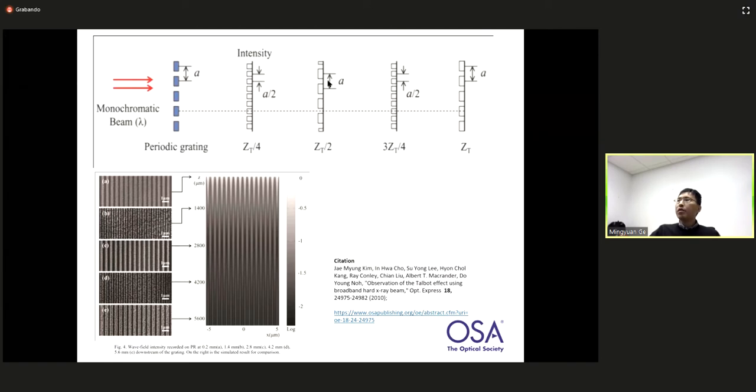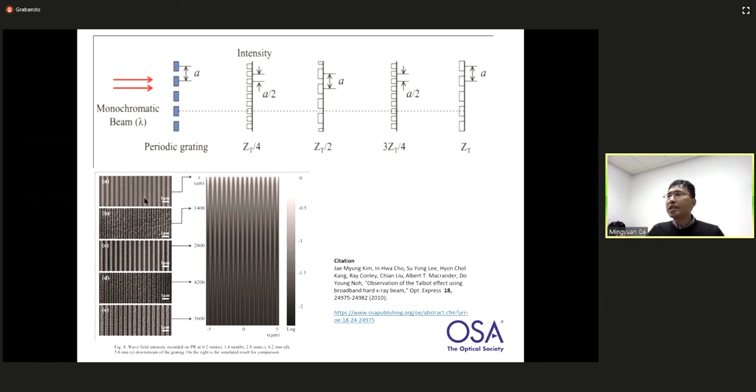For example, at the length called Z_T, the Talbot length, it replicates the features of your object. And at half that distance, it also has the same characteristic feature, but shifted by half a period. If you go in between, the pattern will double the frequency. The periodicity is reduced at the quarter and the three quarters.